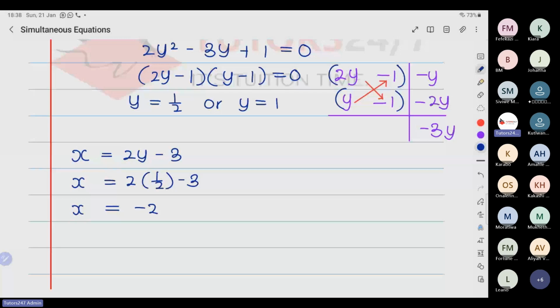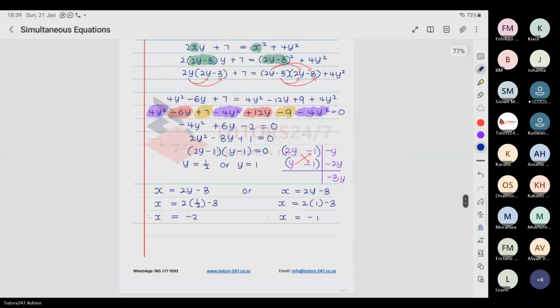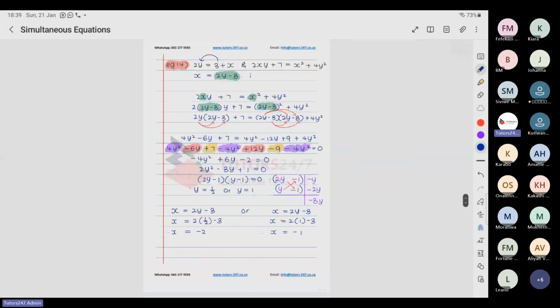So same equation, x equals 2y minus 3. Substitute the value of y, which is 1. And 2 minus 3 is -1. That means that when y is a half, x is -2, and when y is 1, x is -1. So that's basically it. So that is example 14.